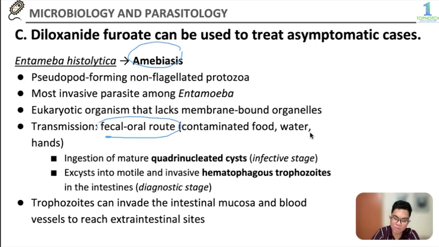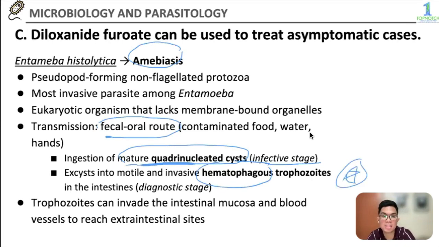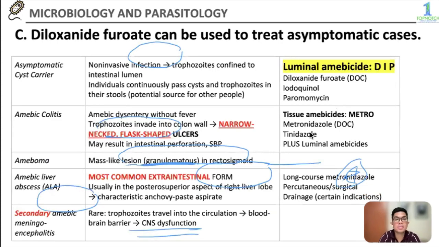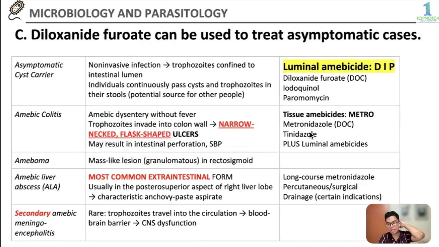So, you ingest your mature quadrinucleated cysts, that's your infective stage, and then it excysts into trophozoites in the intestines. So again, keyword hematophagus, because there are commensal Entamoeba species that are not hematophagus and are not pathogenic, okay? Kasi commensal sila. And it's the trophozoites that reach extra-intestinal sites, okay?